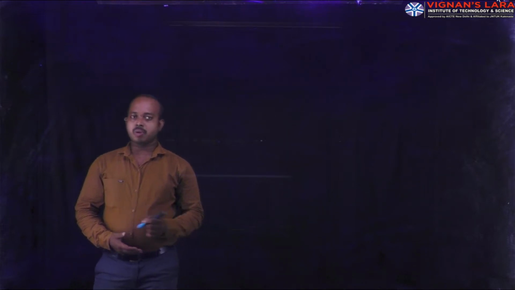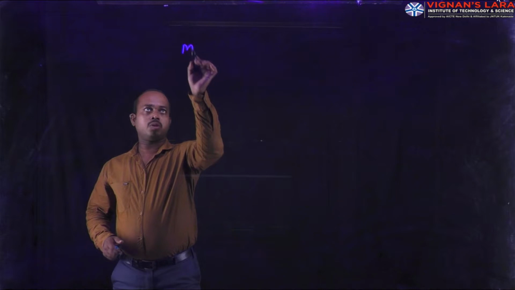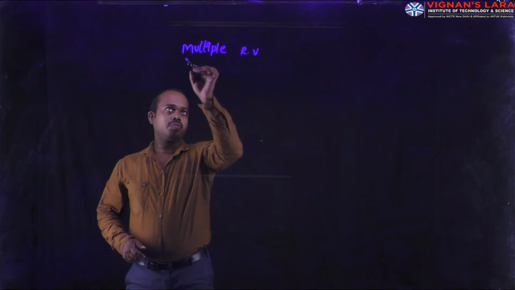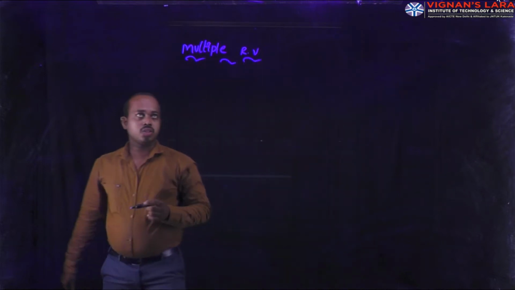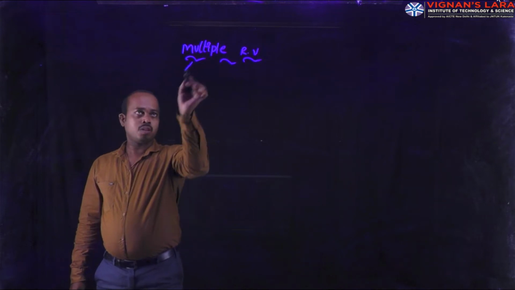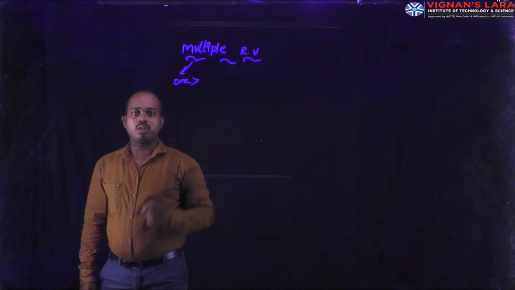In our science and technology, most of the experiments and inventions depend on two random variable applications. Here the term multiple means more than one. You are using more than one random variable in this unit.